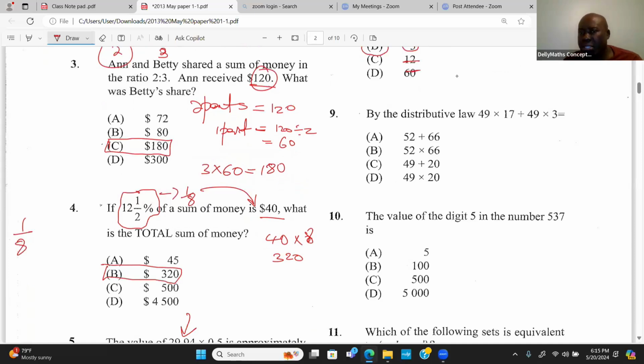Now let's take a look at this question. I think we worked a question like this on the other paper. This one has been coming up. I was doing maths. I remember seeing this.